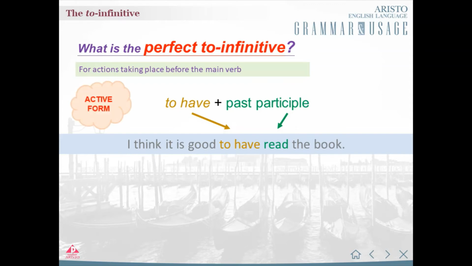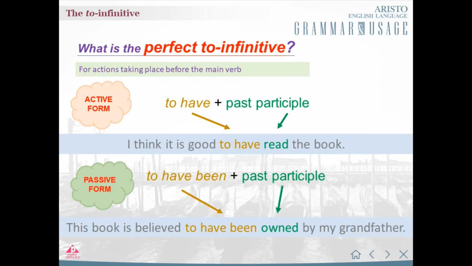Like the simple form, the perfect form also has an active form and a passive form. The passive form is formed by adding to have been to the past participle of the verb. We can see it in action in the sentence on the screen now. Once again, the action of owning the book comes before the action of believing, which is why we use the perfect form of the to infinitive.